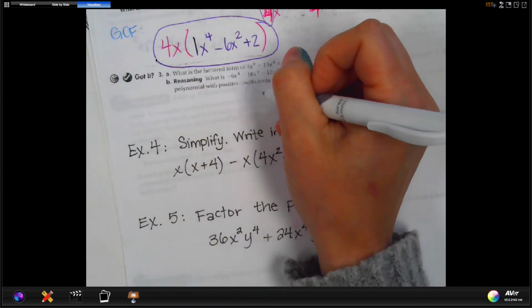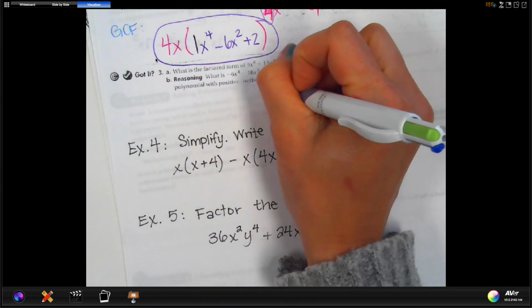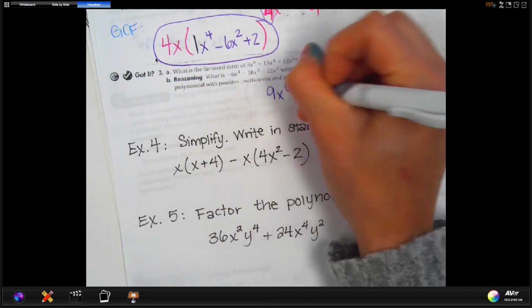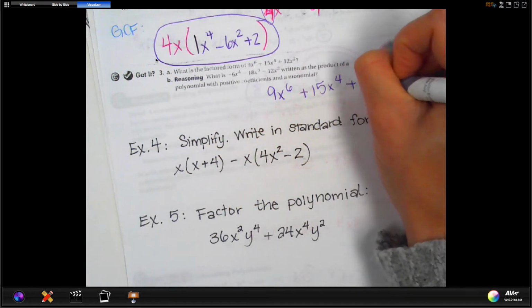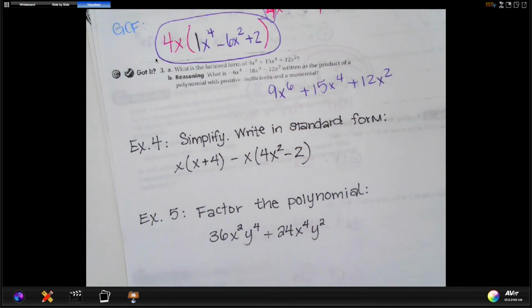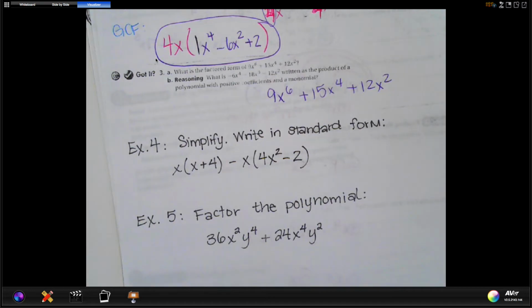Okay. Try it for this one, just A, okay? So I'll rewrite it. So factor 9x to the 6th plus 15x to the 4th plus 12x squared. Factor out a monomial here. And I promise not to write this the wrong way this time.